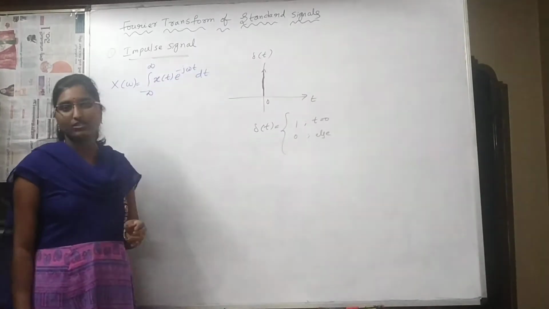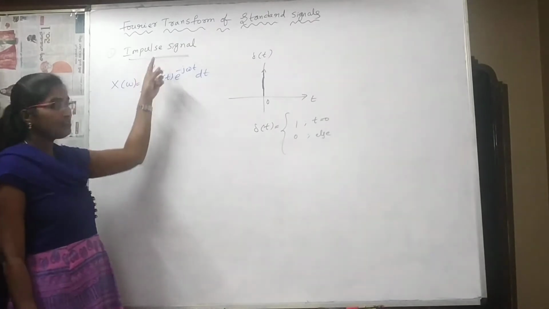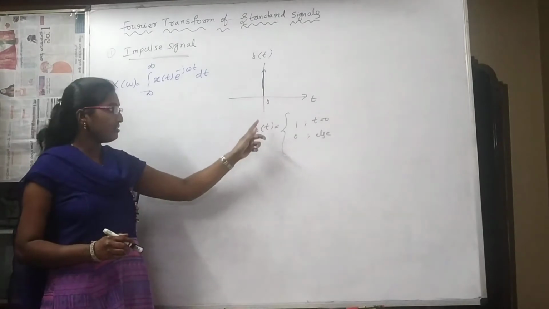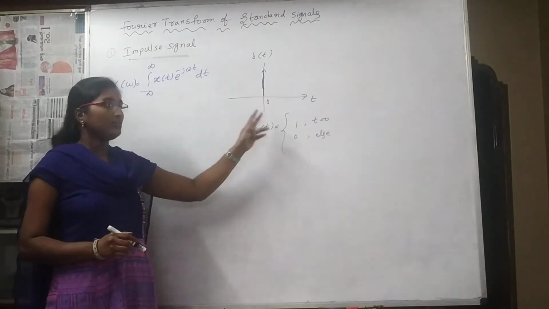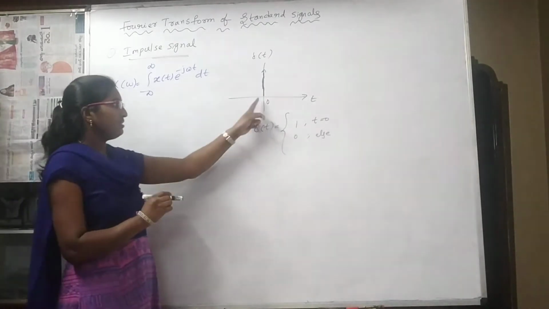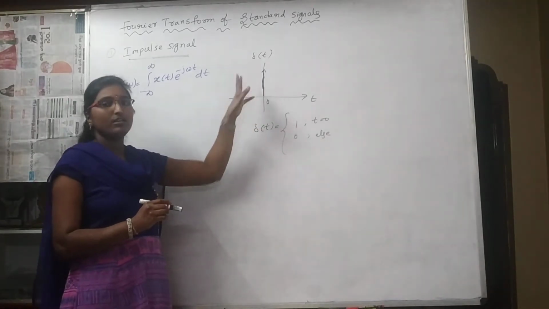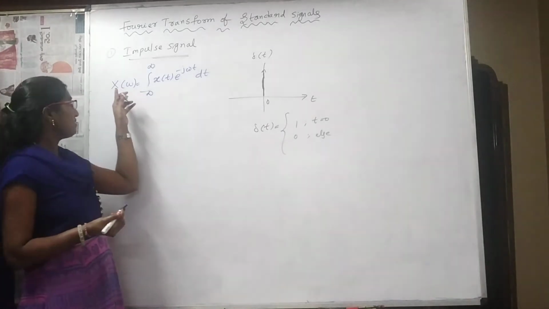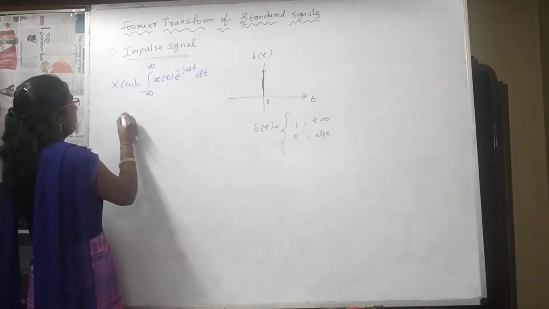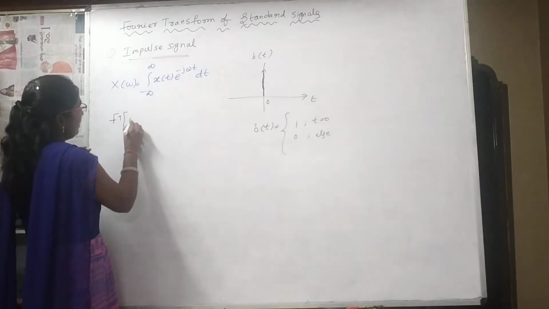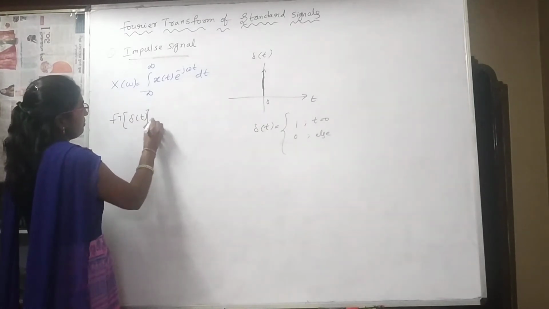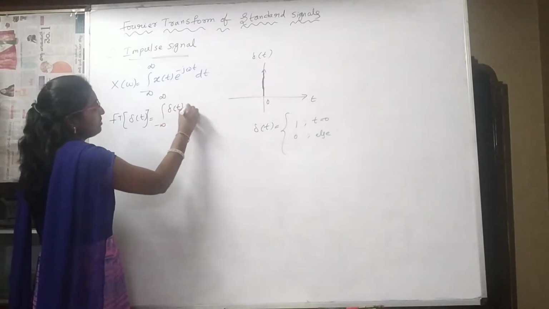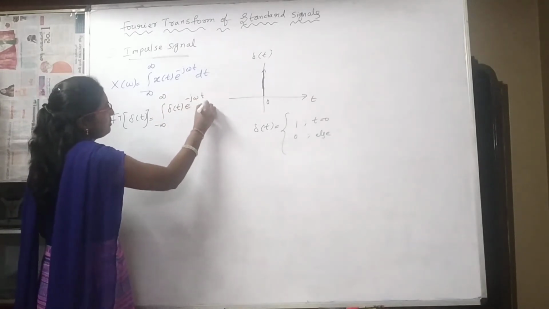Now we will find the Fourier transform of the unit impulse signal. Here I am giving you the graphical representation and the functional representation, and you know the unit impulse signal exists only at t equal to 0. For the rest of the t values it won't take any amplitude, right? And the Fourier transform formula is X of omega. Now the Fourier transform of delta of t is the integral from minus infinity to infinity of x of t, which is delta of t, times e power minus j omega t dt.